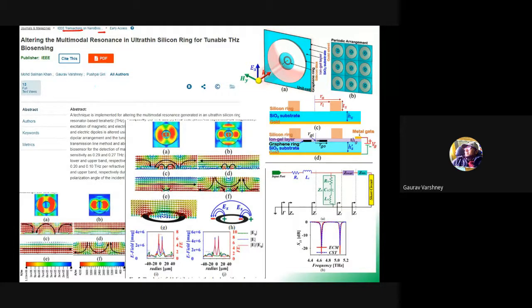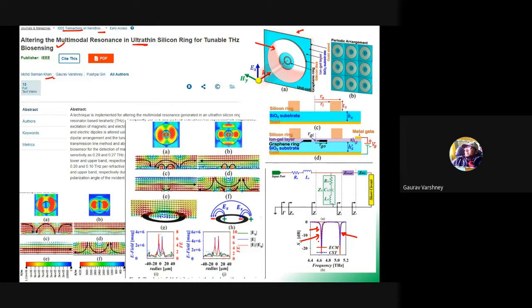This was on altering the multimodal resonance in an ultra-thin silicon ring for tunable terahertz IO sensing. This was published by my first research scholar, Mohammad Salman Khan, and some research colleagues. Here we can see a silicon disk, ultra thin. So you can see another research gap, ultra thin, which we had discussed earlier. Here a dipolar arrangement gives a dual band response: in the lower band we obtain resonance due to the magnetic dipole, and in the upper band resonance due to the electric dipole.